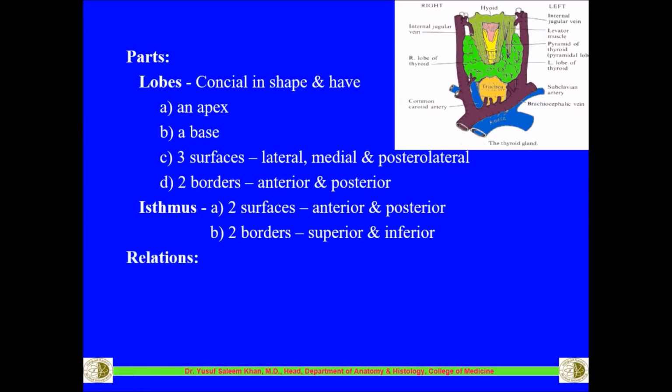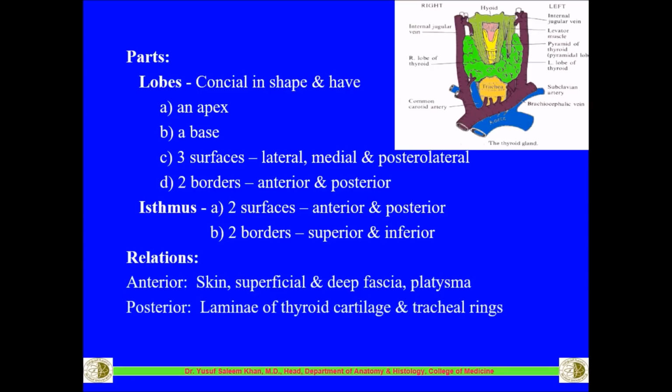Coming to the relations, as you know, in the neck it is deep to the skin, as well as superficial fascia and deep fascia. Then there is a subcutaneous muscle called platysma, and just deep to that will be this gland. You can easily hold it, especially when it is enlarged. If you put your hand in the lower part of the neck, you can hold the gland itself. So it is just deep to the skin, superficial fascia, deep fascia, and platysma. Okay, so those are the anterior relations.